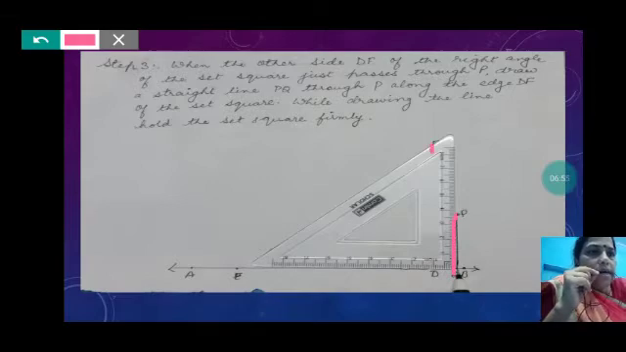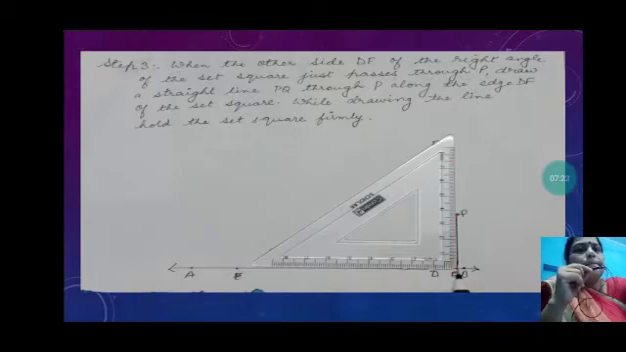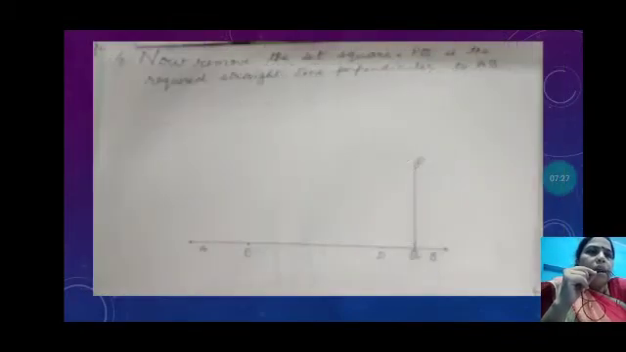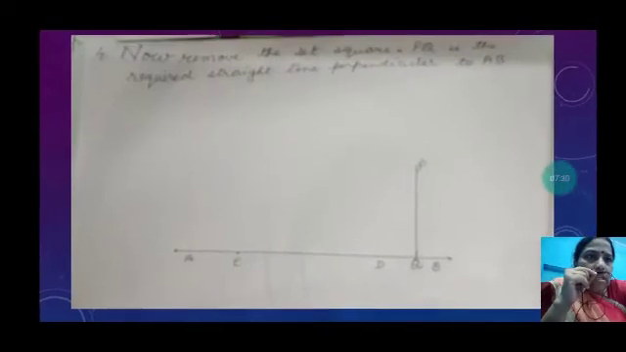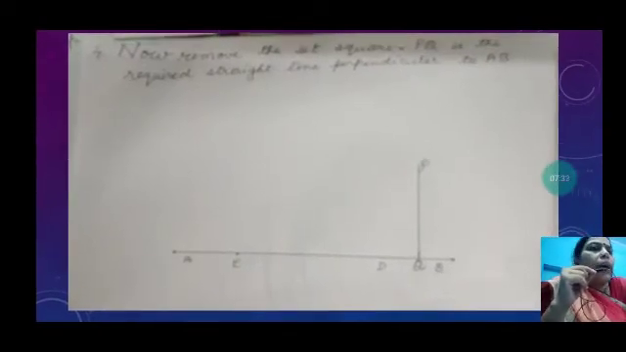So along the edge DF, here this is F, you have to draw from here to here, PQ, along the set square. While drawing the line, hold the set square firmly. When you are drawing the line PQ, you have to hold the set square very firmly, very tightly, so that it does not slide. Then in the next figure, now remove the set square. PQ is the required straight line perpendicular to AB.